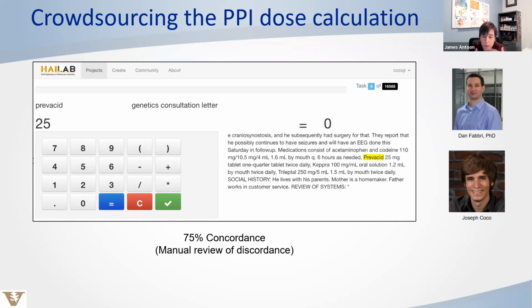We had multiple individuals code each patient's data, and then we were able to check the concordance after that. We did not get perfect concordance. We got 75% concordance on those for the specific doses that were calculated, but it significantly reduced the amount of work that we had to go through in order to get the dosing, which was really helpful.